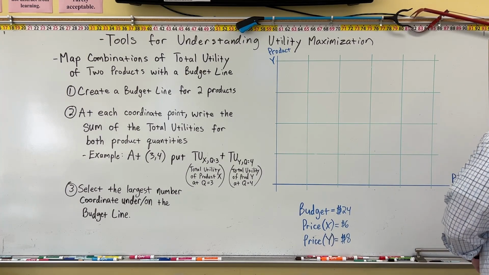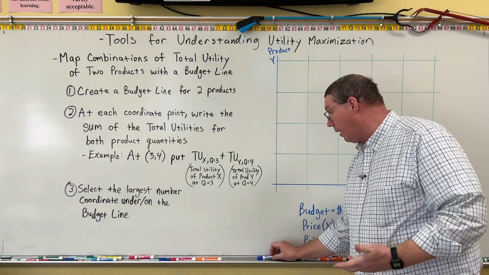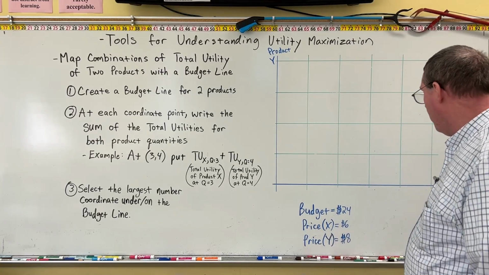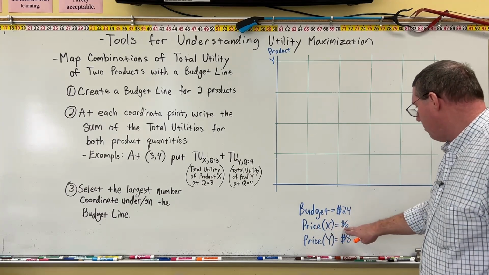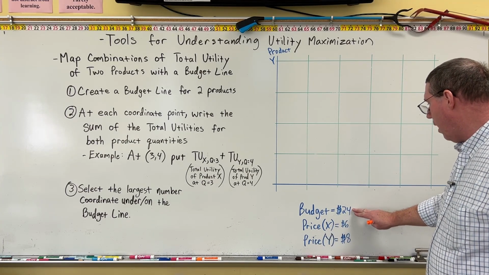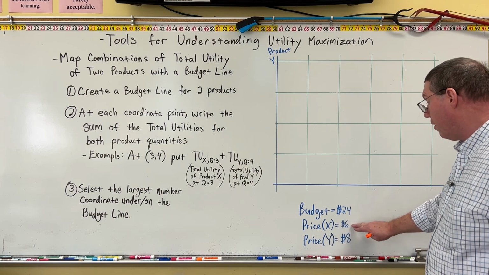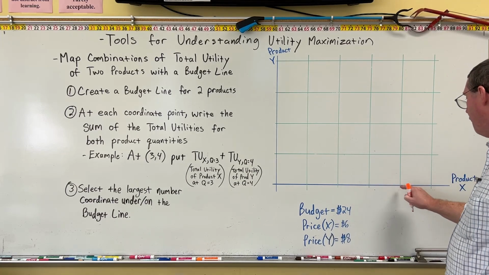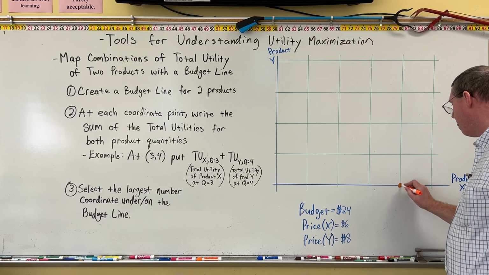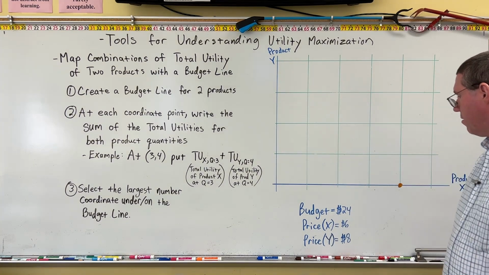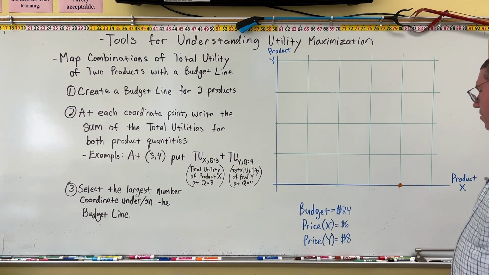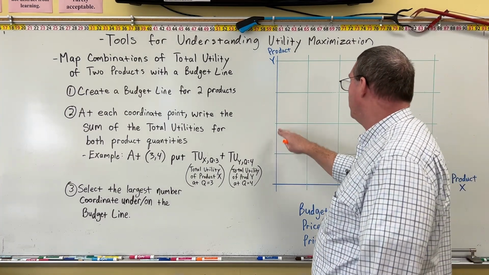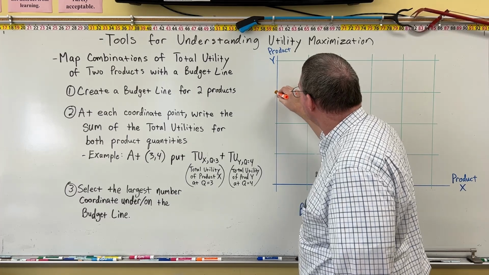Okay, and so with this information, we can now create a budget line. To make a budget line, on the x-axis, product X has a price of $6. We're going to do the budget, $24 divided by $6 is 4. So along the x-axis, we're going to go to 1, 2, 3, 4, and we're going to put a dot right there. And then we're going to do the same thing for the y-axis. I'm doing it backwards from the procedure we did before, but it's the same. So we're going to do 24 divided by 8 is 3, and so on the y-axis, we're going to go to 3. 1, 2, 3. We'll put a dot right here at 3.